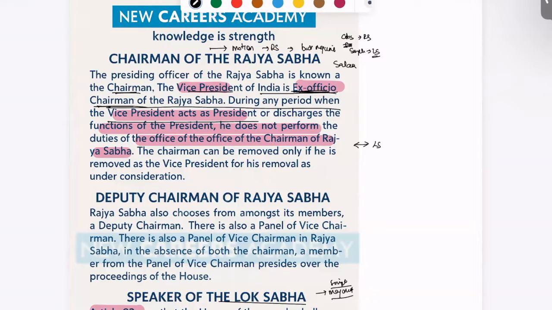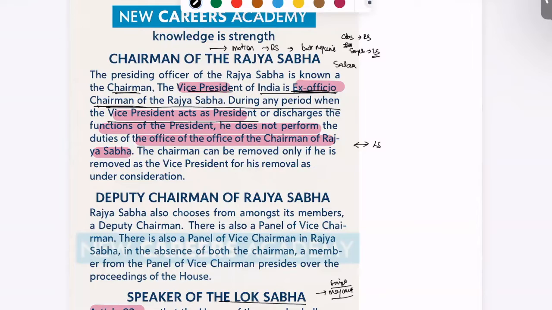The Deputy Chairman is already there. The Deputy Chairman is also chosen from Rajya Sabha. All the MPs vote amongst themselves and choose a Deputy Chairman. Now, if the Chairman is not there and the Deputy Chairman is not there, they choose 10 people as vice chairpersons, out of which the senior-most member, if he is available in the house, would automatically be at the chair.